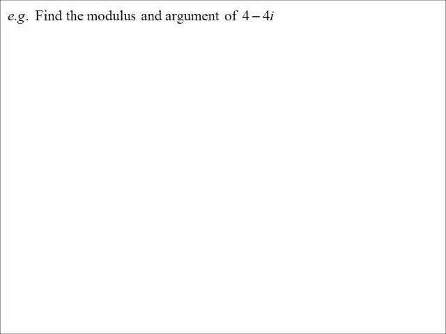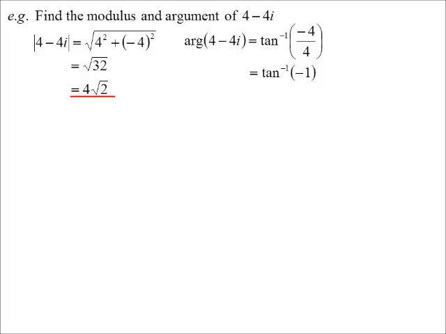So for 4 minus 4i, the modulus is the square root of 4 squared plus minus 4 squared, which is 4 root 2. Argument. Now, you may find it useful to draw a diagram, and I know how you love drawing diagrams, because whilst that's the inverse tan of minus 1, it might not be. If you go to your calculator and do inverse tan of minus 1, it'll only give you one answer. But there actually are 2 possibilities, because tan is negative in the second quadrant and also the fourth quadrant. So we need to know which quadrant we're talking about.